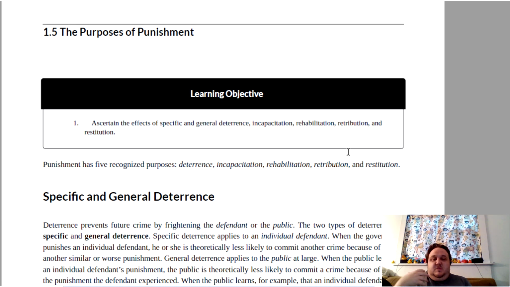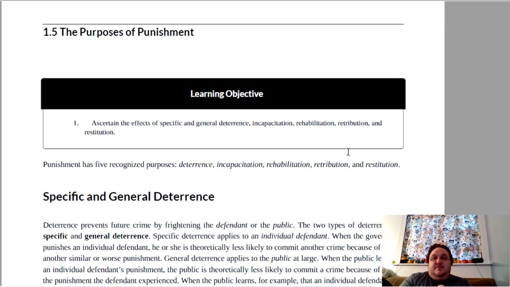But the whole idea is that punishment is supposed to have this larger goal in the criminal justice system. It's supposed to be either for deterrence, incapacitation, rehabilitation, retribution, or restitution. So deterrence is to deter or prevent it from happening or decrease that. Incapacitation is to hold them accountable. They are incapacitated. They're unable to do any more crime.